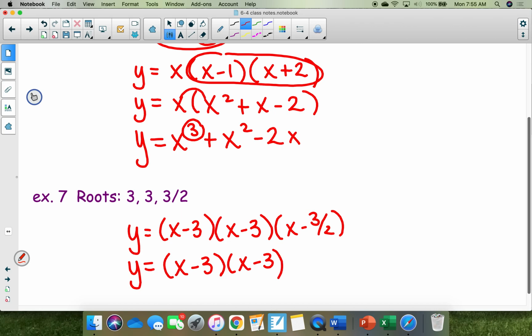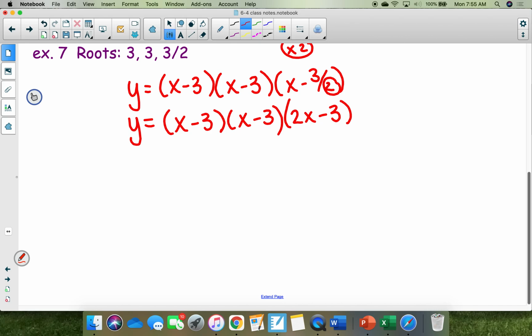Okay, we have to change this one, so I need to multiply this by 2. So I'm going to get 2x minus 3, because I don't want a denominator when I'm multiplying polynomials. So whatever the denominator is, you have to multiply only that fraction by what the denominator is. Okay, now I'm just going to go ahead and multiply these two together.